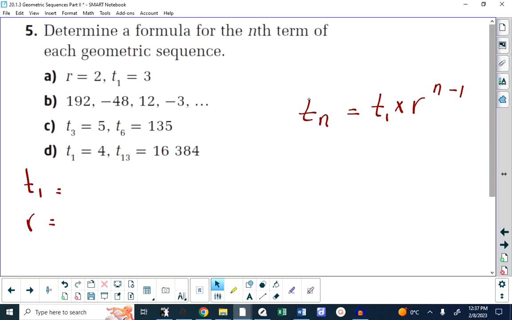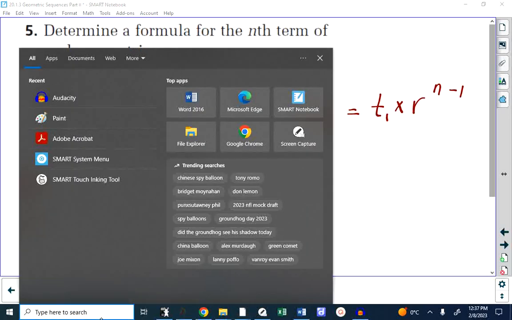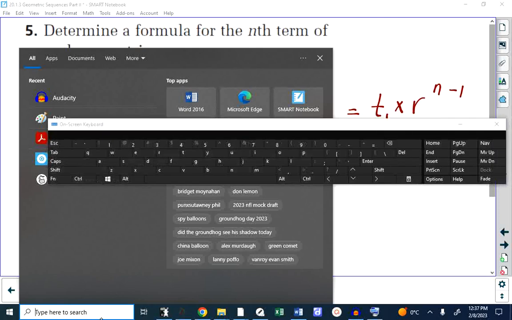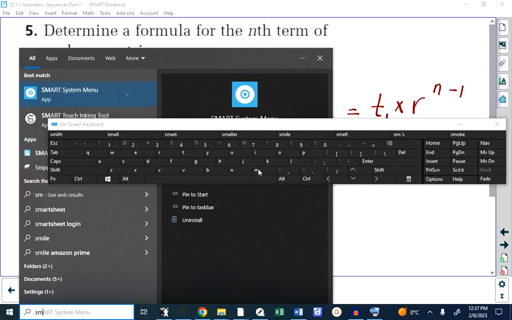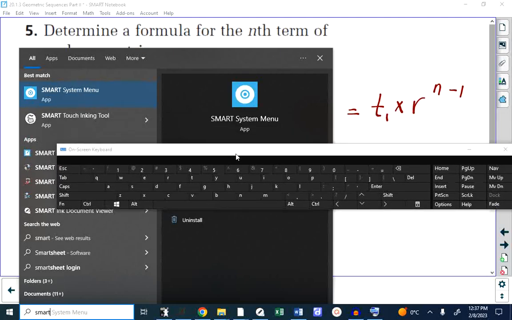Pardon me, I've lost a little floating toolbar. I want to get it back. Give me a second. Smart. There we go.